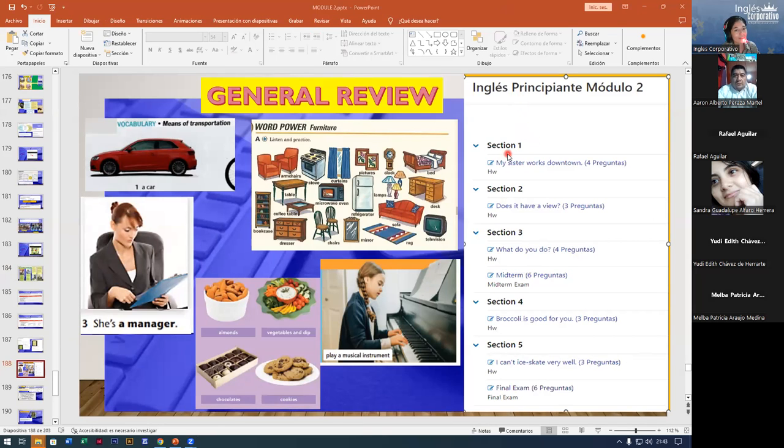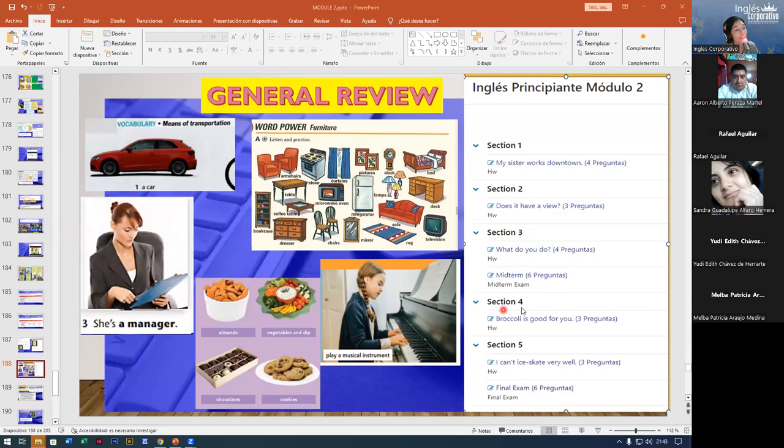The section 1, remember, it was about my sister works downtown. And we saw about the different means of transportation, right? The other one was, does it have a view? That's section 2. And we were talking about the houses and apartments and all the furniture that it has. In section 3, we saw about what do you do? Remember that one? We saw about occupations and professions.